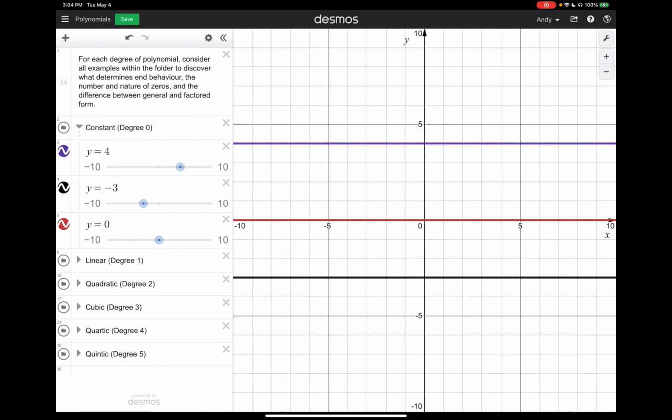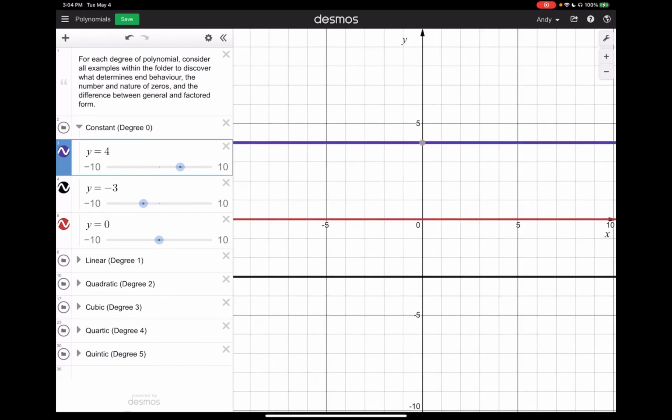You'll notice that all three of these functions are just horizontal lines. So the end behavior I would describe as starting from the left end and extending to the right and maintaining the same position vertically at y equals 4. Same thing with the other ones. So the black graph extends from the left end to the right horizontally all the way across, maintaining the same vertical position at y equals -3. And finally, we've got the red graph, which extends from the left end to the right end, always maintaining the same vertical position at y equals 0. So that's the end behavior.